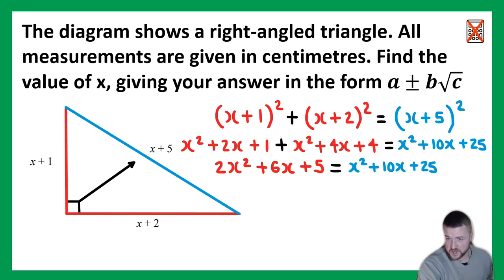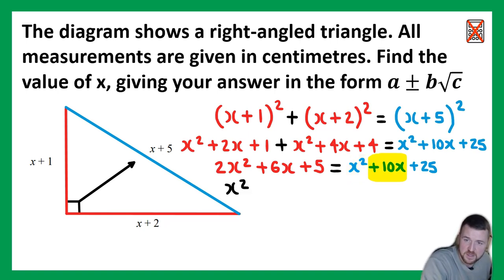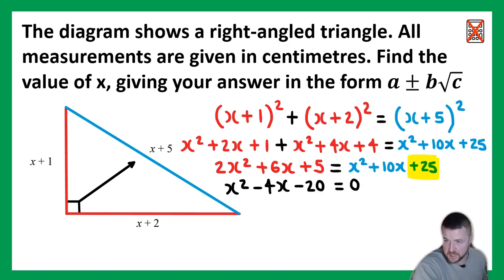If you want to solve this to find x, we'll have to make this a quadratic equation equal to 0. I can subtract x squared from both sides. 2x squared take away x squared is x squared. Subtract 10x from both sides. 6x take away 10x is negative 4x. And subtracting 25 from both sides, 5 take away 25 is negative 20. And this would be equal to 0.